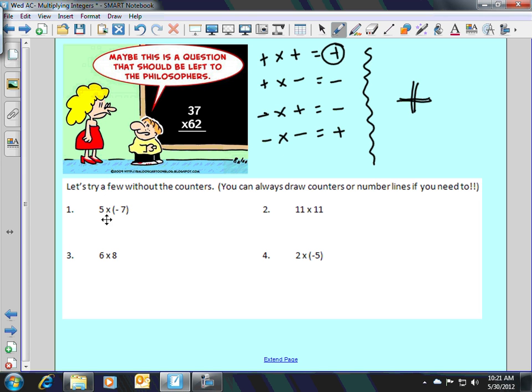Let's try this with some numbers. What's 5 times 7, first of all? 35. Do you have any negatives at all? No, so your answer is going to be positive. 11 times 11 is 121. 6 times 8, no negatives, so that's just a straightforward problem. How many negatives? Just 1, so my answer is going to be negative, and 2 times 5 is 10. So again, 2 negatives to make a positive.